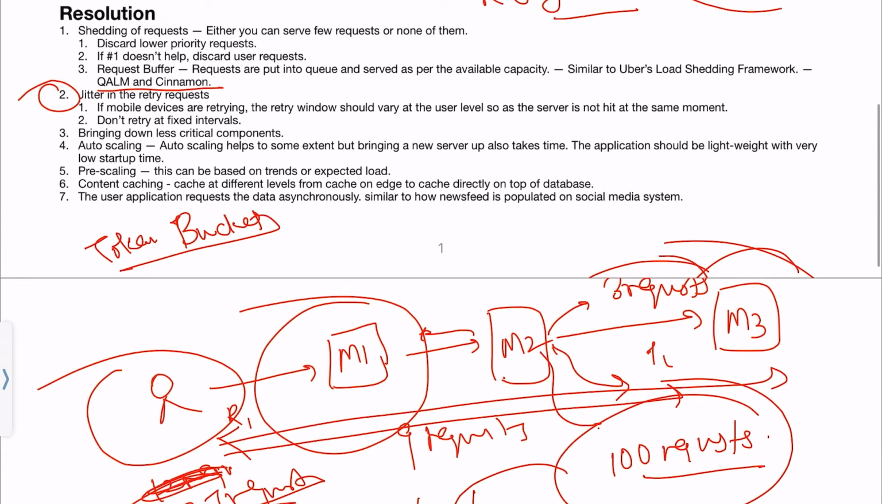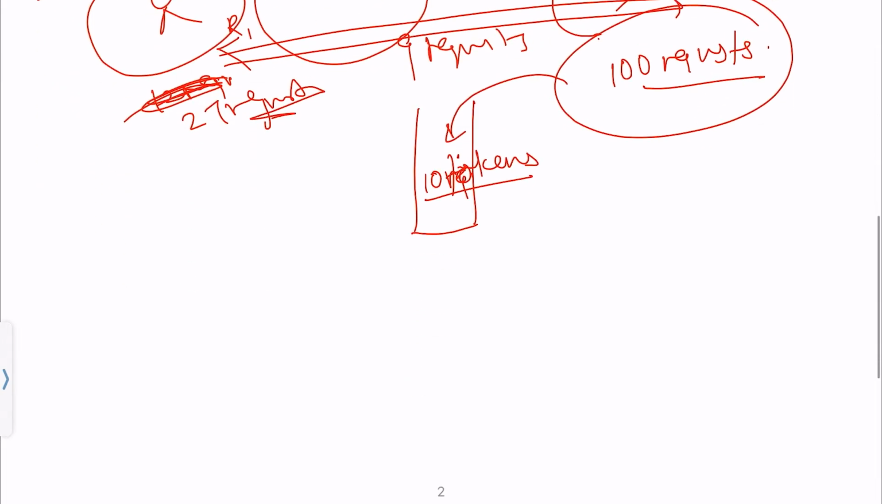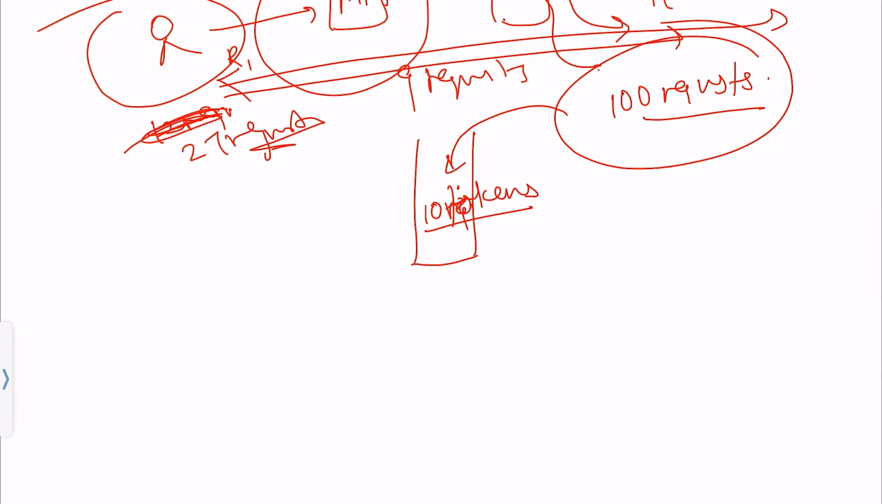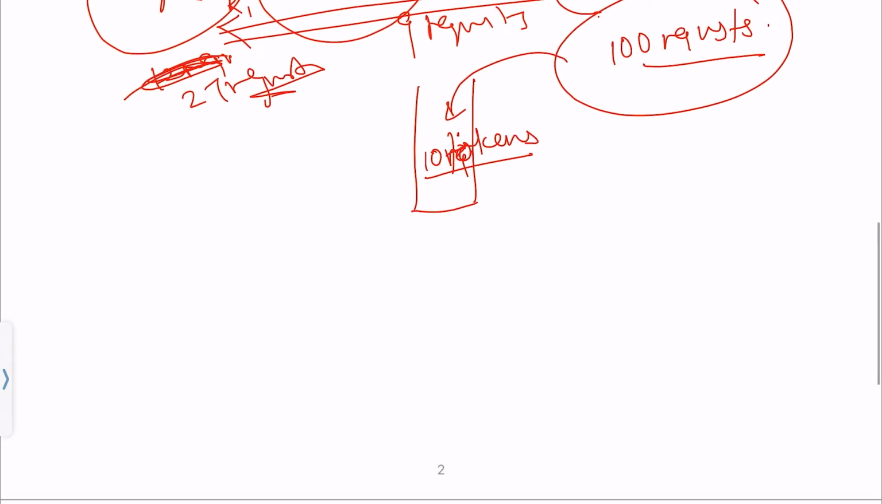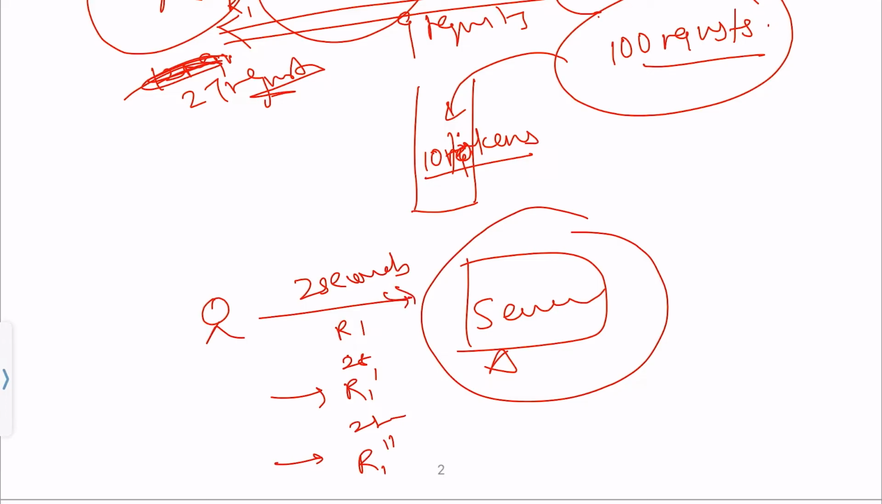Another thing is introducing jitter. When I say jitter, it basically means you do not retry at fixed intervals. When I say fixed intervals, let's say again this is our server and this is your user. If the request fails, the user retries after 2 seconds. So request R1 failed, then after 2 seconds you again retried R1 dash. After 2 seconds you retry R1 double dash. So this is how you are retrying. If all the clients are retrying at the same interval, the server is receiving the requests at the same time, even if they are retrying.